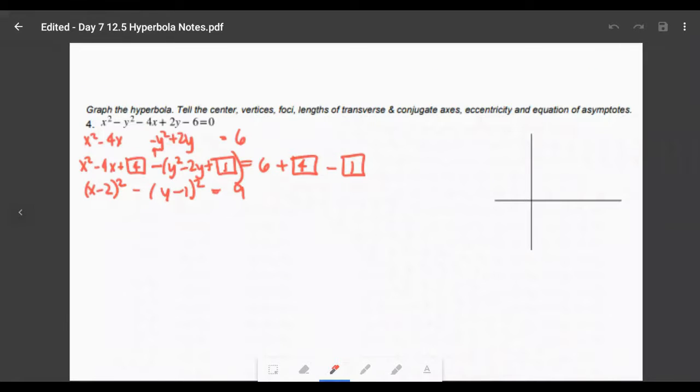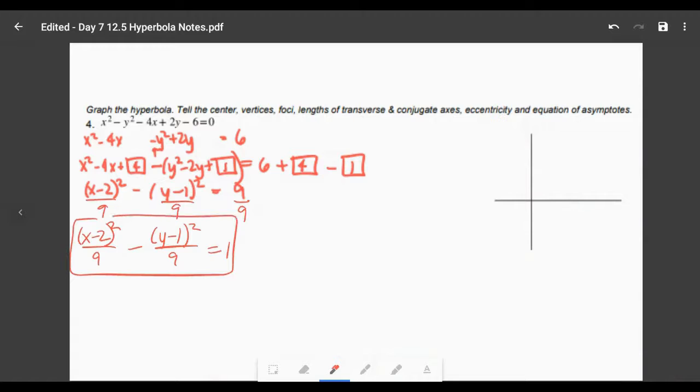Now we know that we need to get it to equal 1, so we're going to divide by 9. And that's going to give me x minus 2 quantity squared over 9 minus y minus 1 squared over 9 equals 1. So there's our hyperbola equation. Based upon that, we know that the center is at 2, 1, and the transverse axis is the square root of 9, which is 3, but 3 times 2 is 6. And the conjugate axis is also 6, because that also has 9 in your denominator, so the square root of 9 is 3. 3 times 2 is 6.